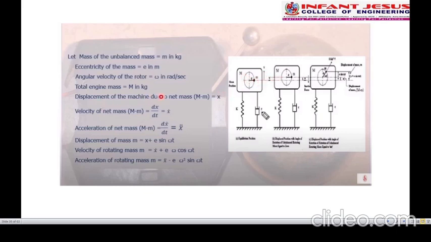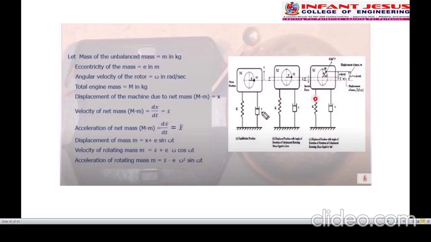Next we are going to find the velocity of the net mass. Velocity means we have to differentiate this with respect to time. So dx by dt, which is denoted in short form as x dot. Then the acceleration of the net mass is d x dot by dt, that is x double dot. Next we are going to find the displacement of the rotating mass.